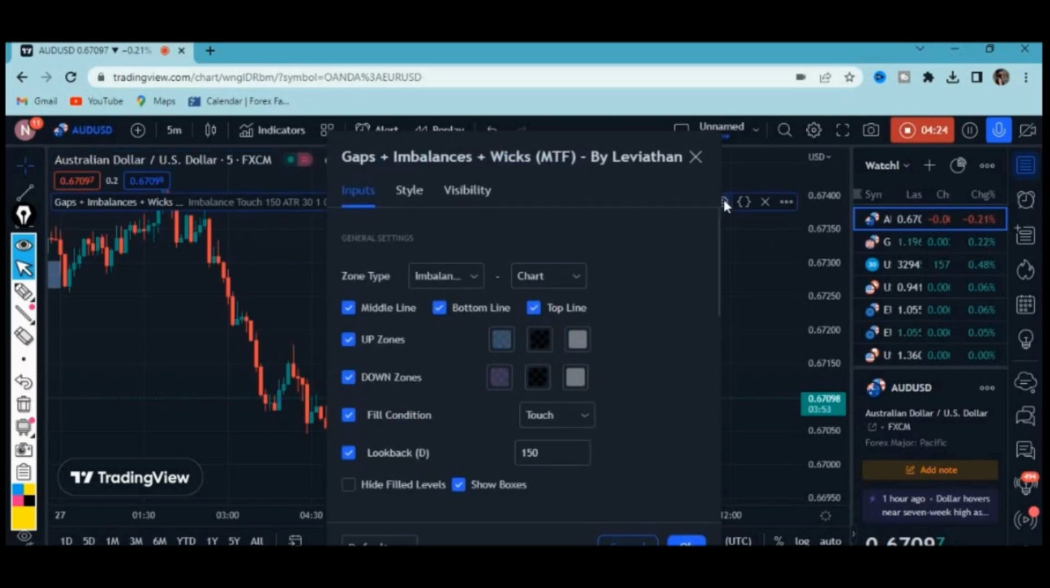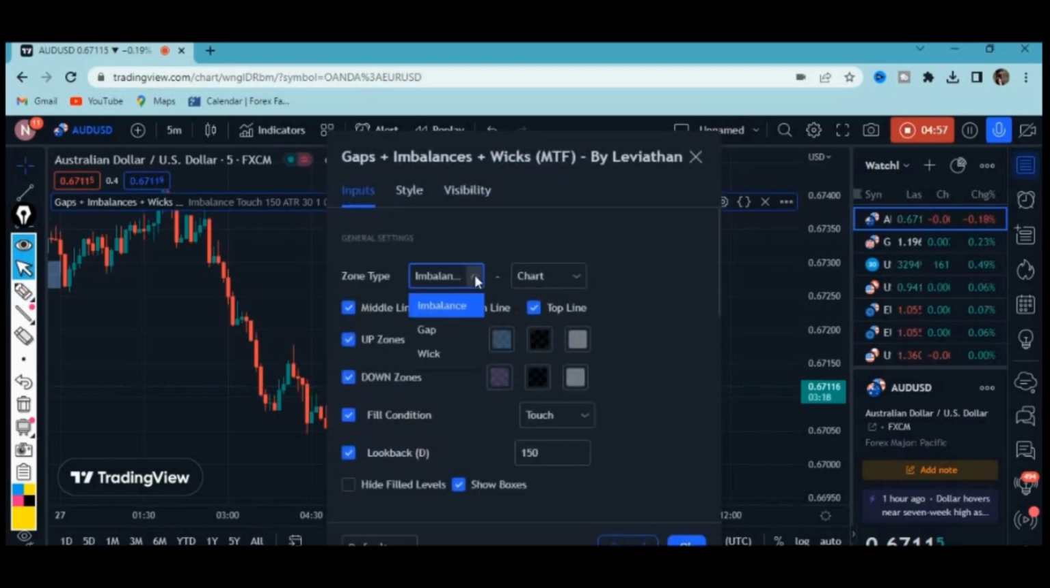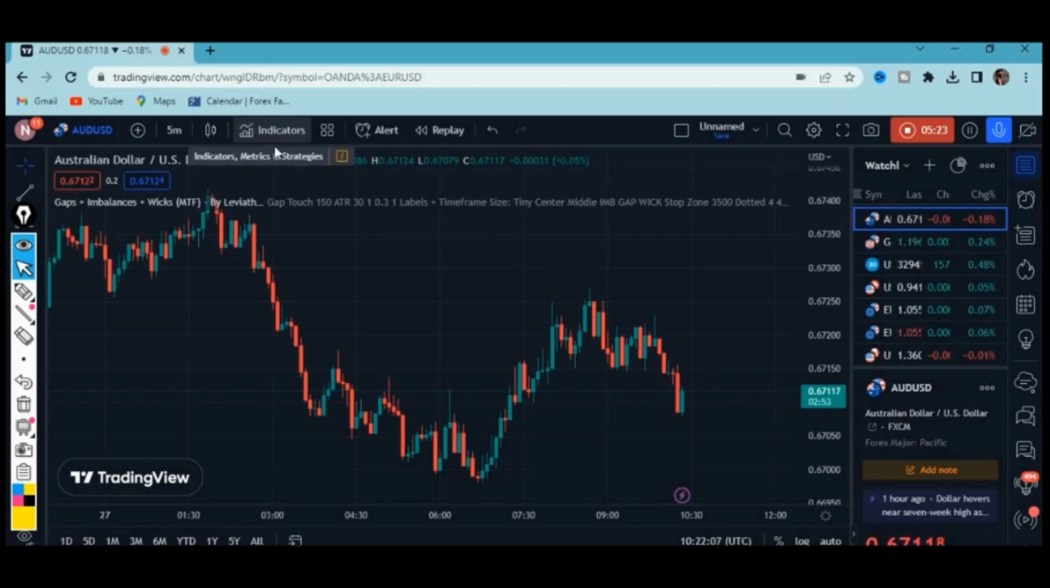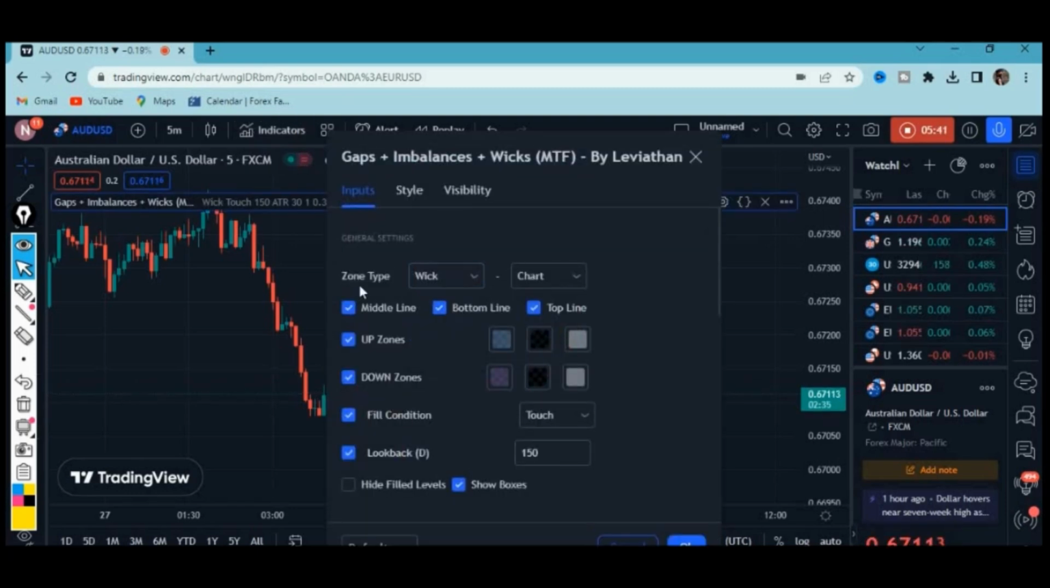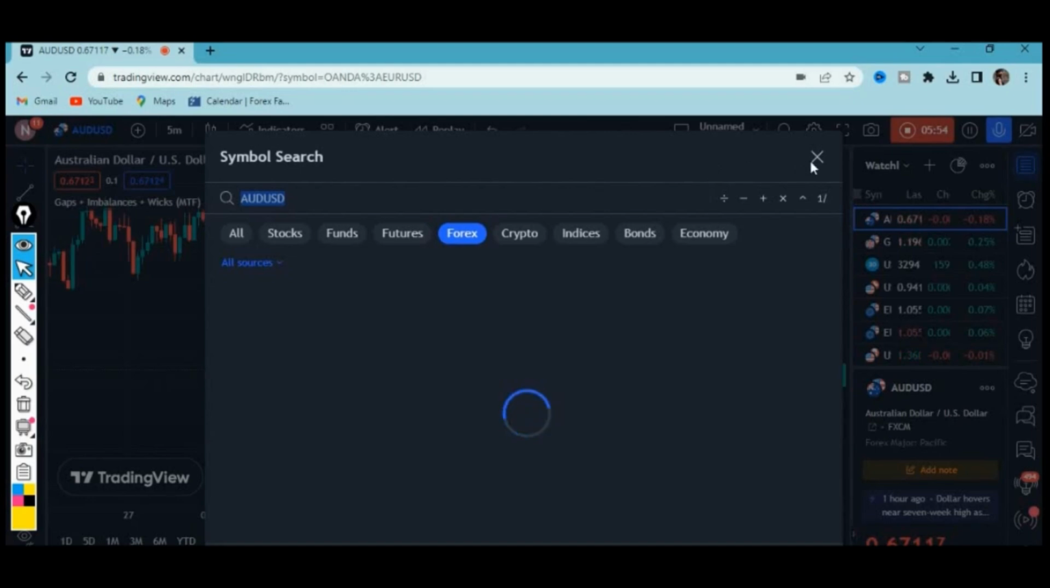You're going to see the zone type, and you will see there is imbalance, there is gaps, and there is wicks. If you want to see the imbalance, you click on imbalance, and here is the imbalance on our chart. If you want to see the gap, you click on gap at the zone type, click on OK, and you're going to see the gap if there is one. Then again, if you want to see the wicks, you change the zone type to wicks, click on OK, and you're going to see the wicks on your chart. You can see it has already shown you these are the wicks.